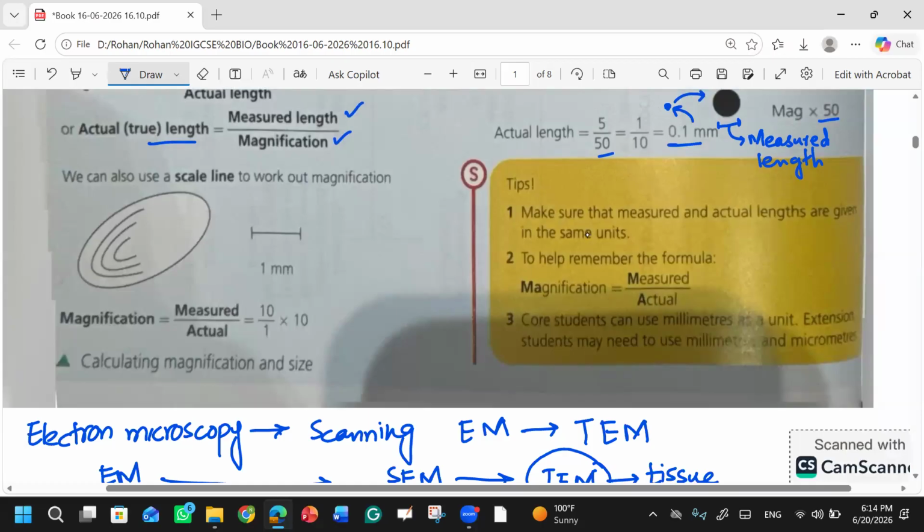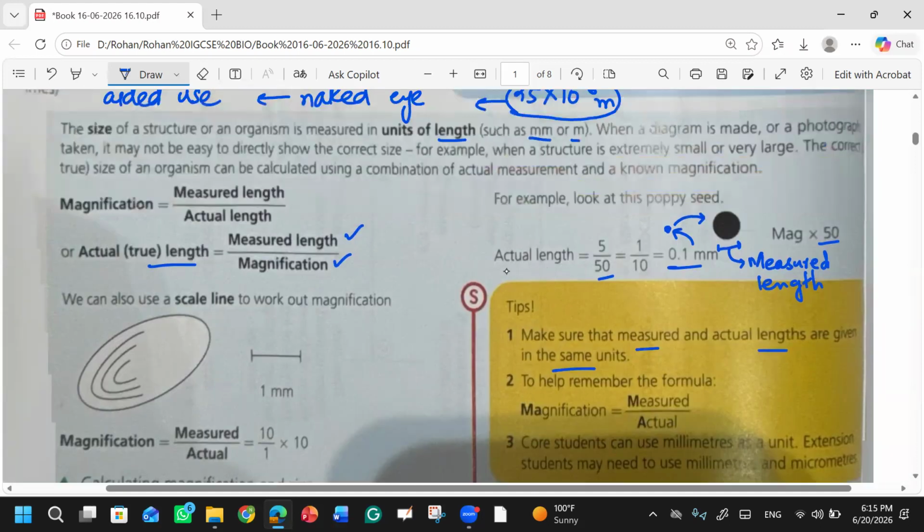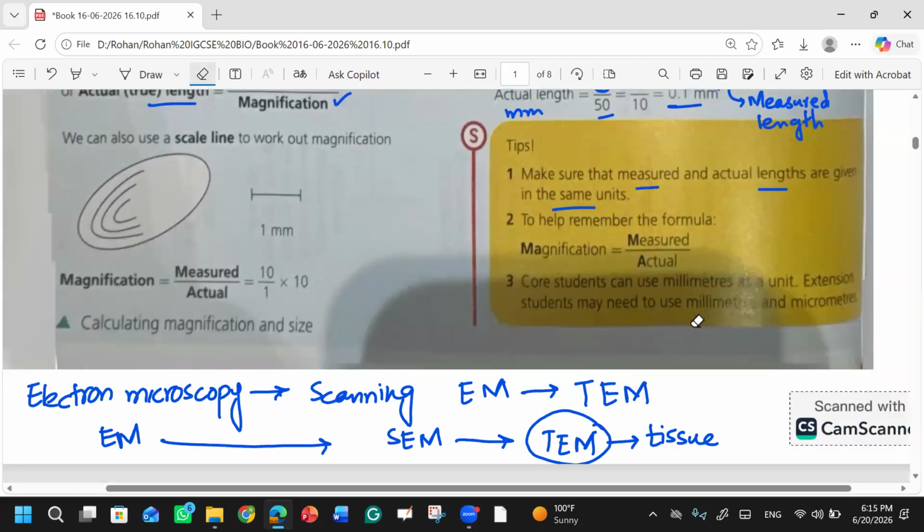One most important thing is that all the things must have the same units. If you are measuring the length in millimeter, you must have this in millimeter and that in millimeter. The magnification is 50. Actually magnification does not have a unit, but the lengths should be in millimeter. Whatever the length, if you are calculating in centimeter, then the actual length should be in centimeter and the measured length should also be in centimeter. Clear? This is the important thing, that the unit should be the same.